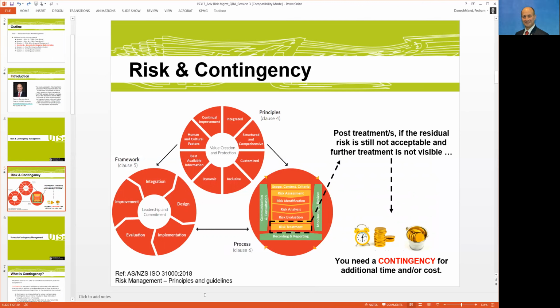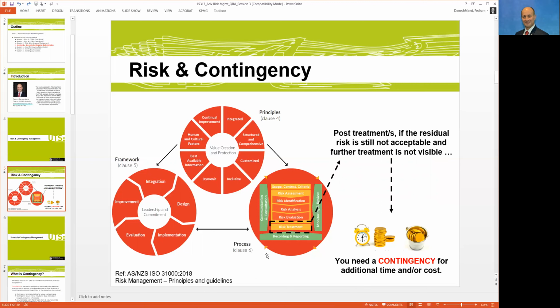The standard puts risk management into 3 pillars. One is the framework, which starts with leadership and commitment and goes through the development of the design, implementation, evaluation, improvement, and integration. The second pillar relates to the principles, and is all about how we can create and protect value through risk management. And the last, but not the least, is the risk management process.